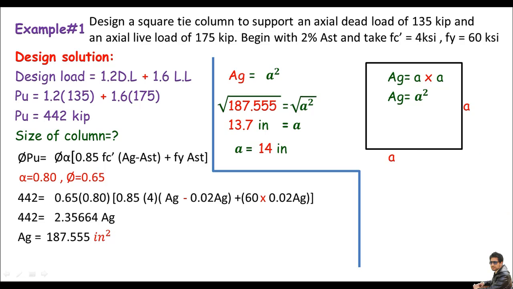This is a square tie column, so 14 inches, 14 inches, 14, and again 14. So we found the size of our column as 14 inches on one side. The gross cross-section area will be just 14 times 14, or 196 square inches.